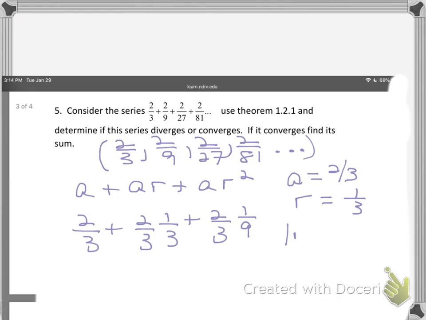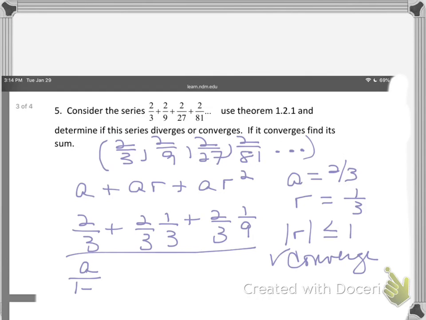Now, if the absolute value of r is less than 1, I'm going to have a situation where the sum of the series will indeed converge. So I do have that. I know it's going to converge. Let's figure out where. That's when I say it converges to some number, and I can arrive at that number by using a over 1 minus r.